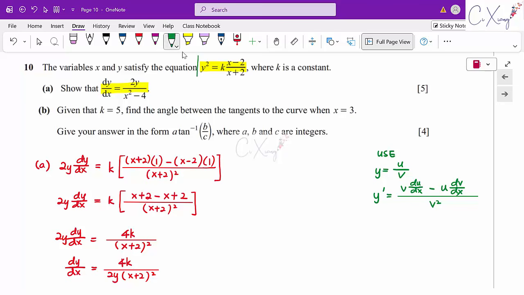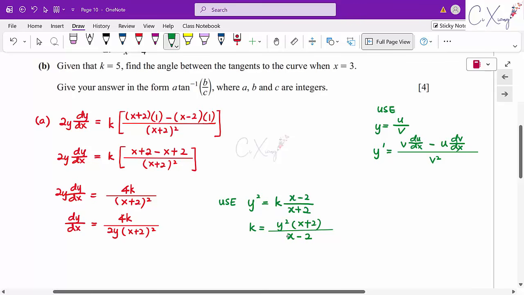Therefore, I want to start from the original equation that I have here and try to substitute in. Originally I have y squared equals k times (x minus 2) divided by (x plus 2). If I only keep the k on one side and move all the other things to the other side, I'll have k equals y squared multiplied with (x plus 2) divided by (x minus 2). So to get rid of the k in my final answer, it's good to substitute this k into my current step.